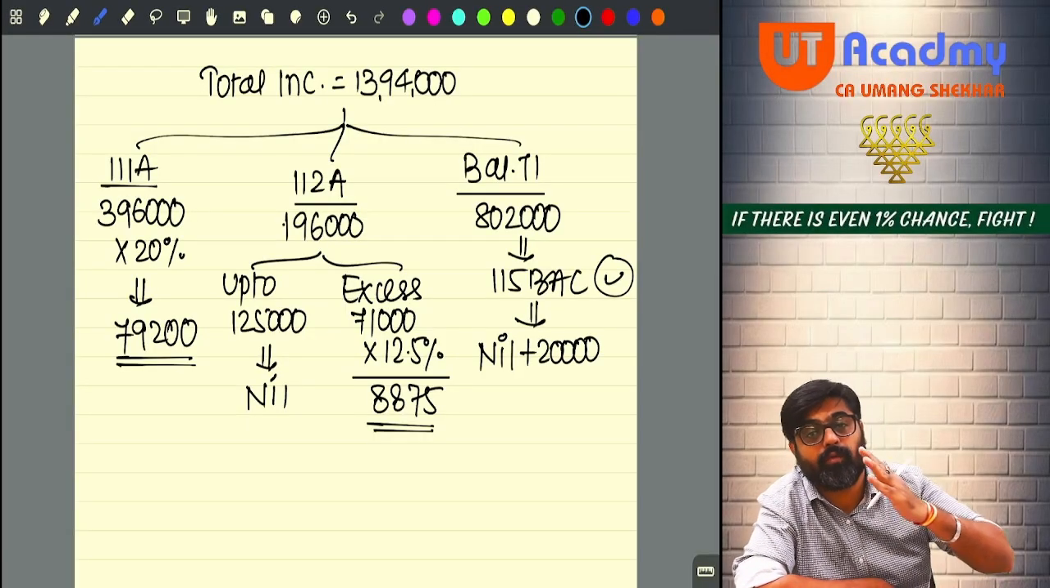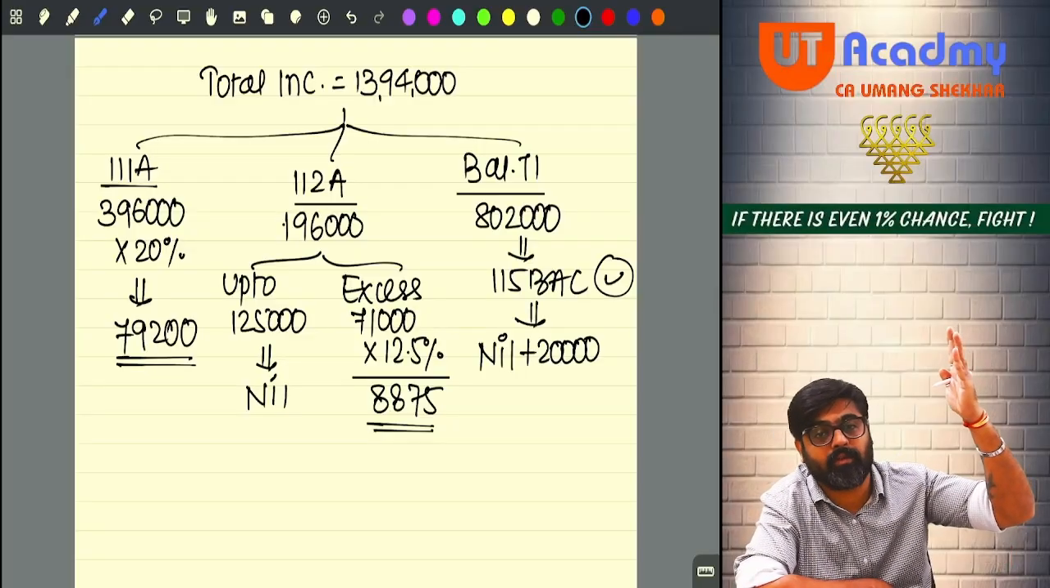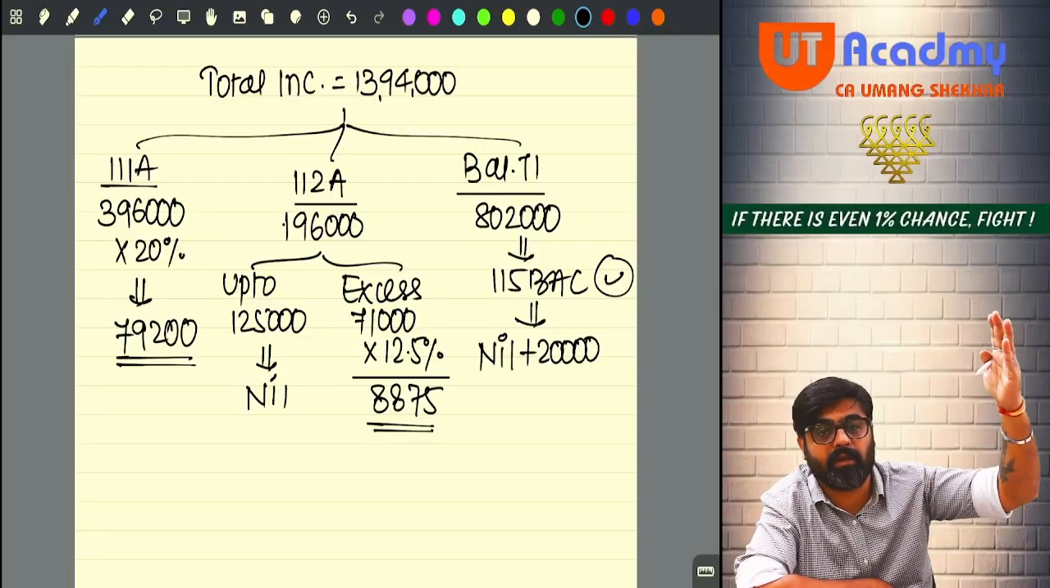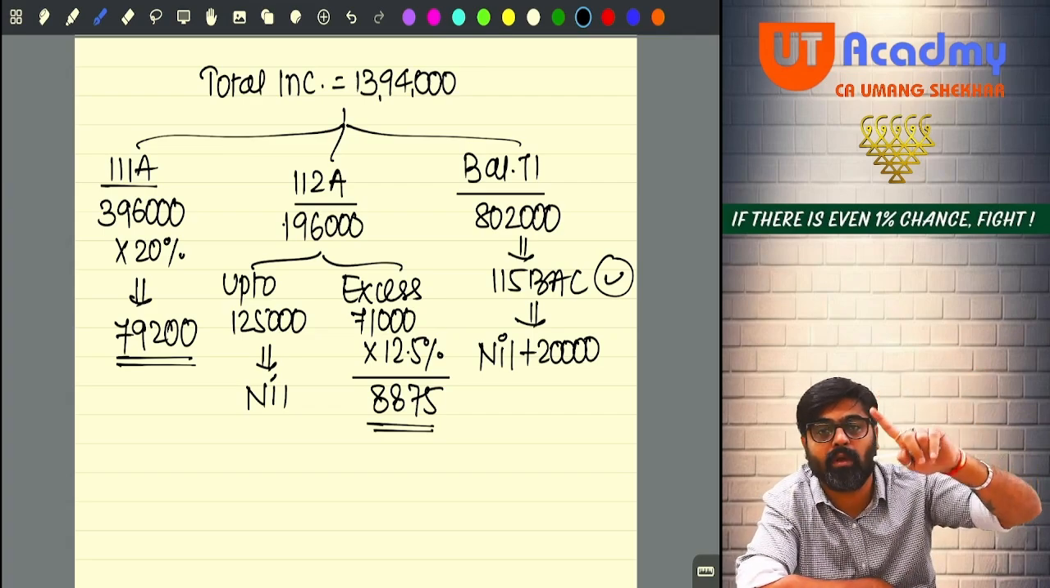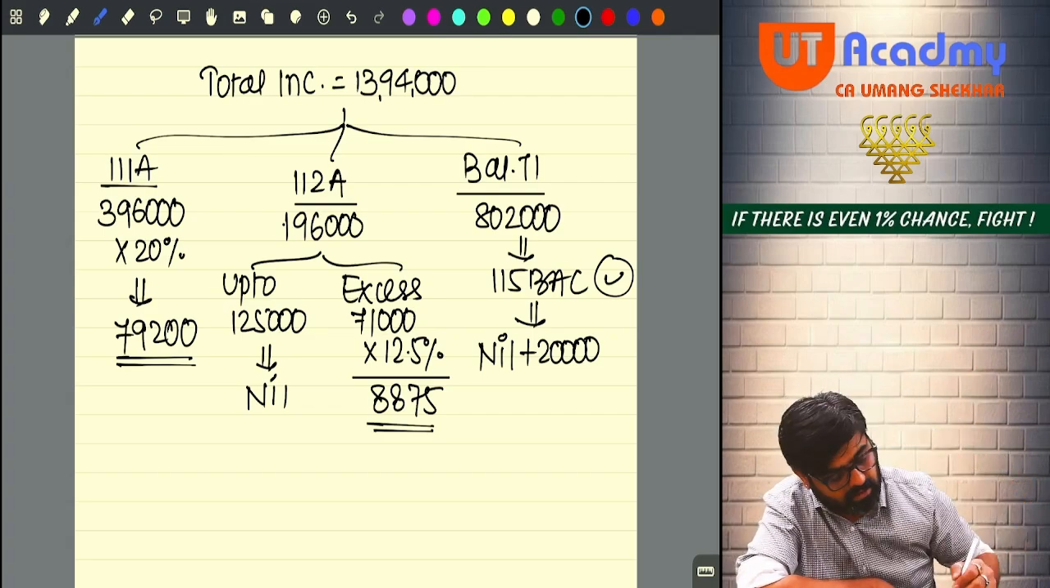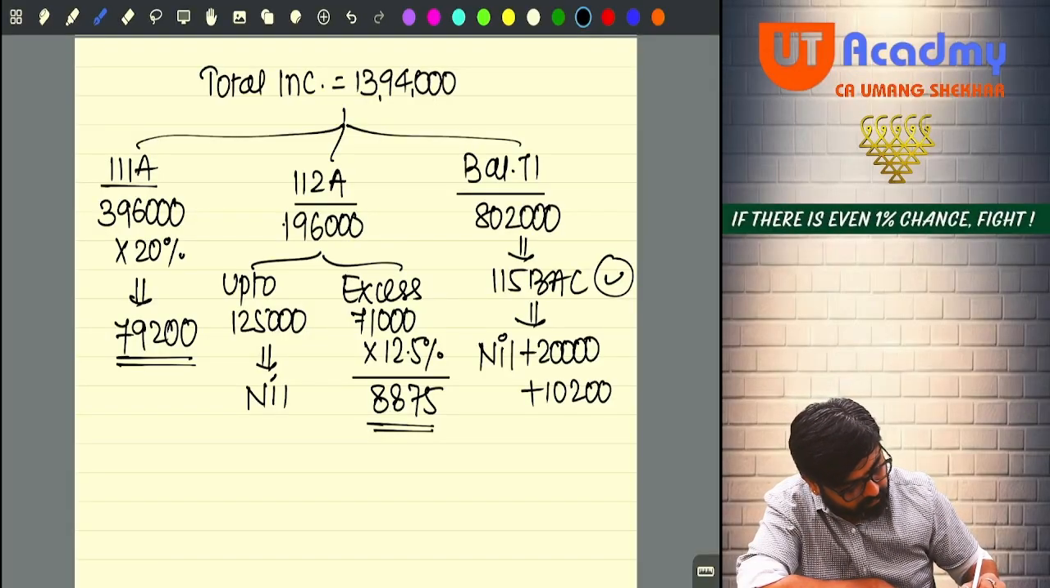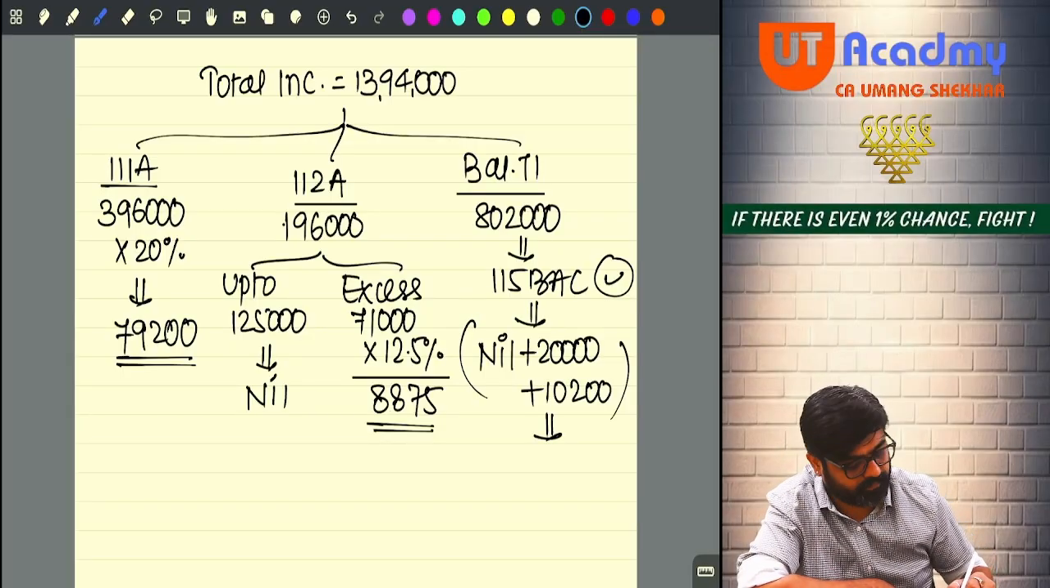And wait, from 7 lakh to 10 lakh it is 10%. So are you going till 10 lakh? No. 7 lakh to 8 lakh 2,000. 1 lakh 2,000 you are going to pay 10%. That is 10,200. So can you tell me the amount of tax? 30,200.